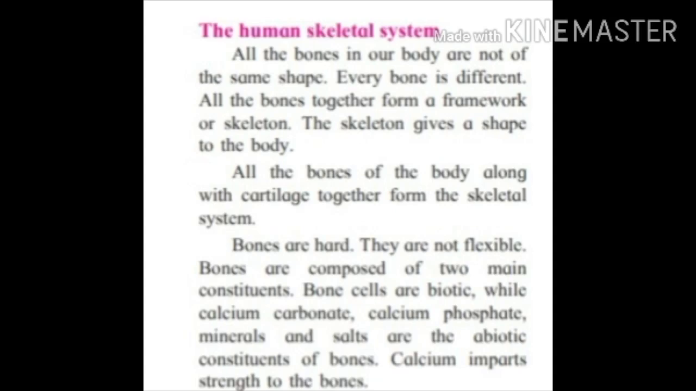Bones are composed of 2 main constituents. Bone cells are biotic, while calcium carbonate, calcium phosphate, minerals and salts are all the abiotic constituents of bones. Calcium imparts strength to the bones.